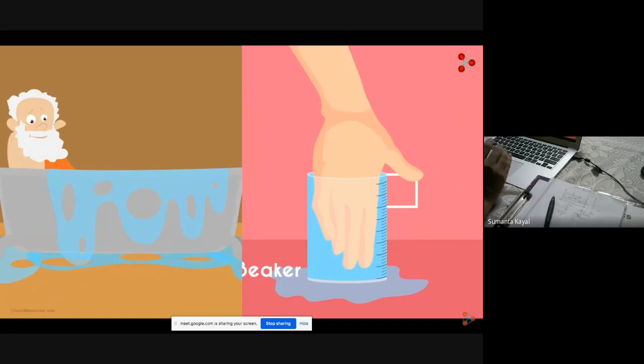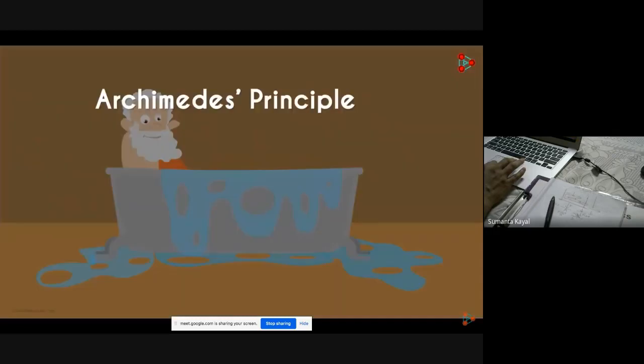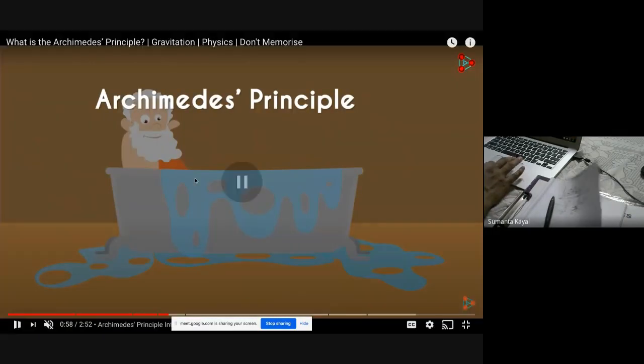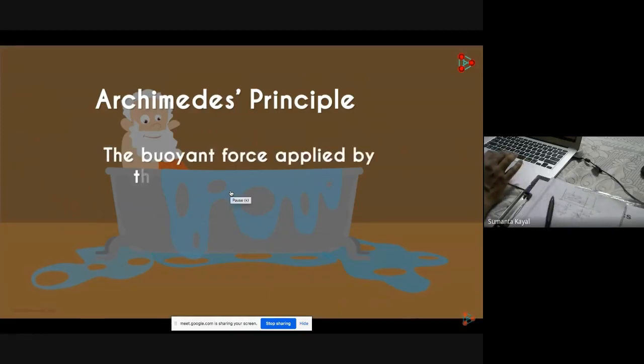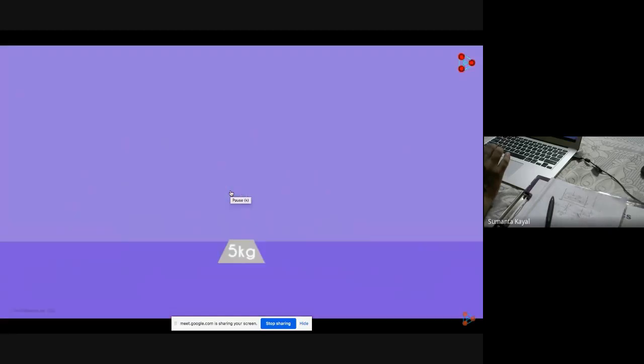So now, how he came to this conclusion that the weight of that particular water will be equal to the upward force. When you dip this particular object, the buoyant force applied by the fluid is equal to that. So now you just take a minute and understand what they are doing.